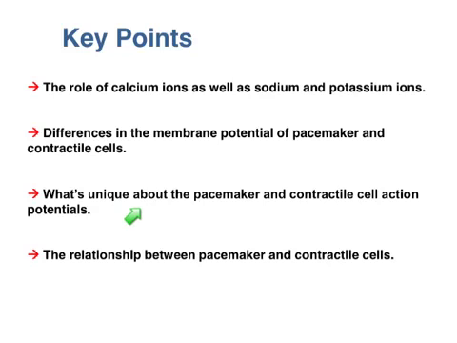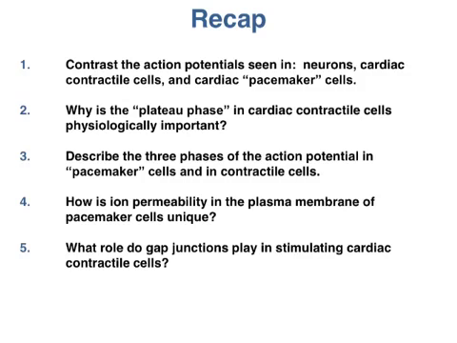For pacemaker cells, it's that unstable resting potential, the pacemaker potential. For contractile cells, it's that plateau phase that extends the absolute refractory period. Also make sure you understand the significance of these unique characteristics. Lastly, the relationship between pacemaker and contractile cells. Pacemaker cells actually trigger the action potential in contractile cells because cations from the pacemaker cells pass through gap junctions, depolarizing the contractile cells. After studying this video and thinking through those key points, you should be able to address these questions.